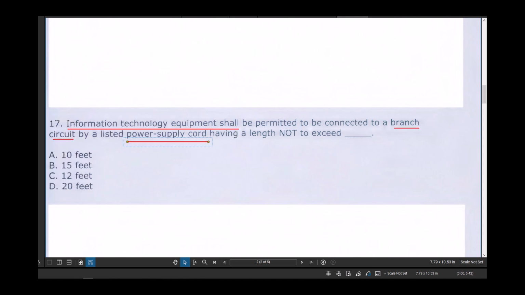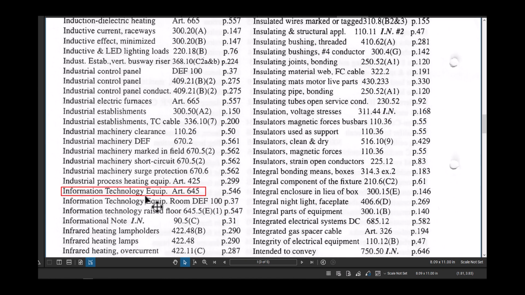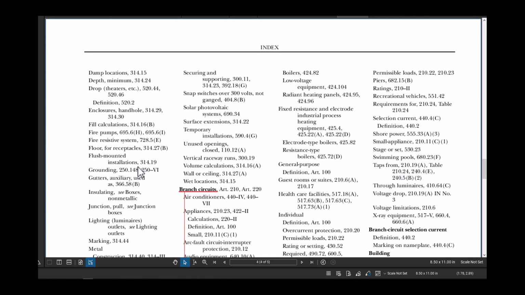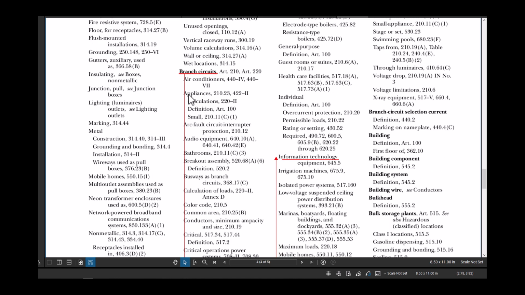When we go to Tom Henry's index, we have information technology equipment, article 645. This is the beginning of the article, and based on that we can find the answer. Let's go to NEC to see what we have, maybe better than that option. Branch circuit. From branch circuit, when we go from A to I, we have information technology equipment 645.5. Let's go to 645, see what we have.